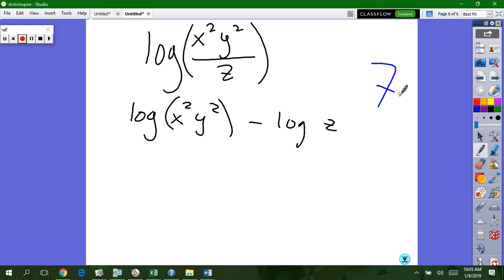What do we see here? Multiplication, so what are we going to do? Add.